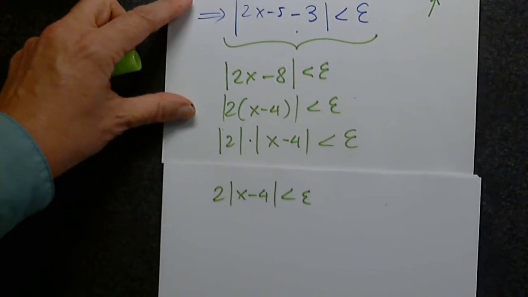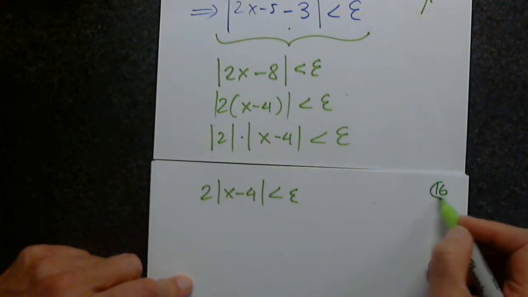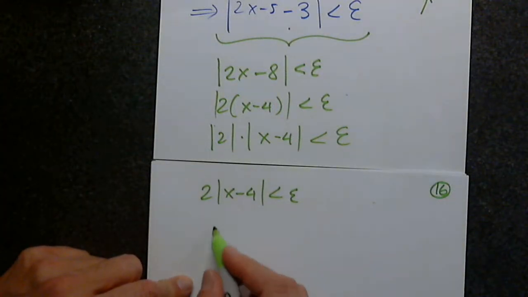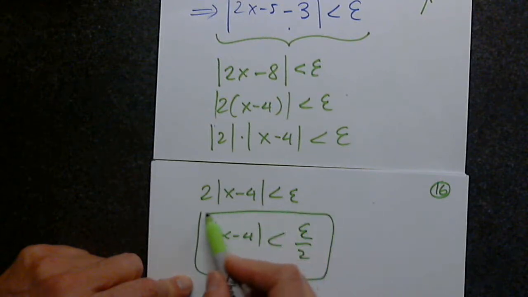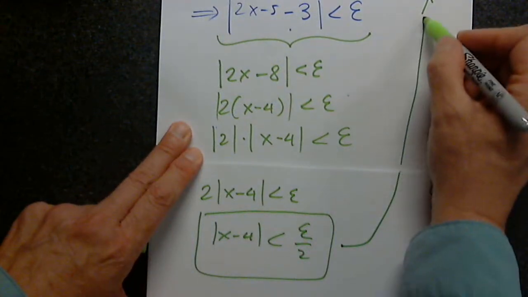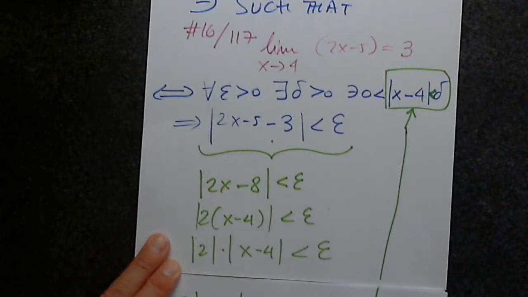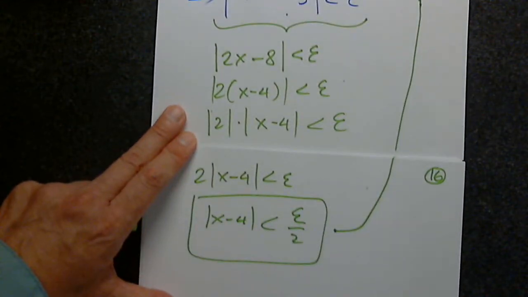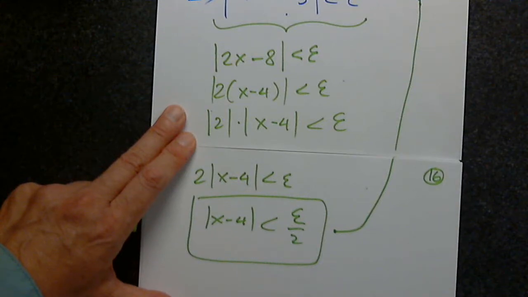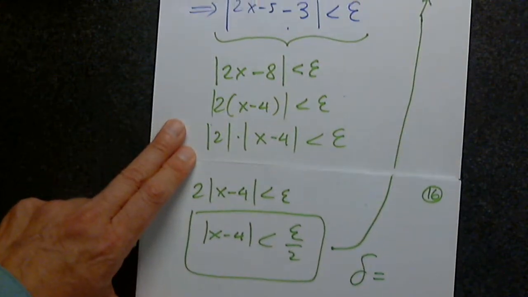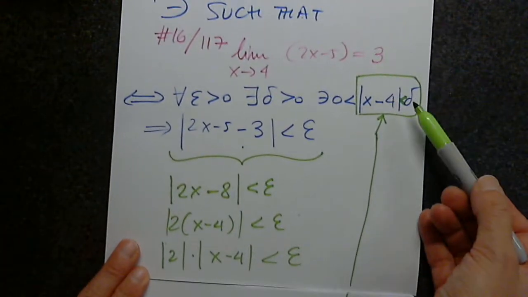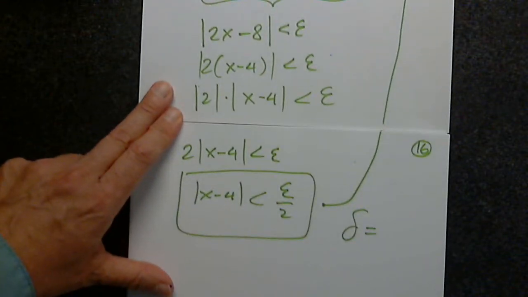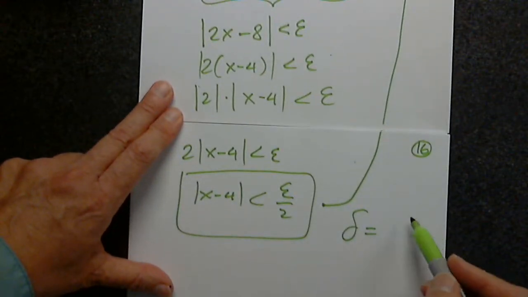What will you do to both sides to just get x minus 4 to the left-hand side? Divide by 2. Of course. So now please compare this to this and tell me how much is delta. And remember, delta will always depend on epsilon. So how much is delta? Compare this to this and tell me how much is delta. Epsilon over 2. Thank you.